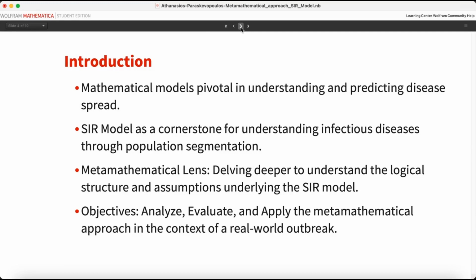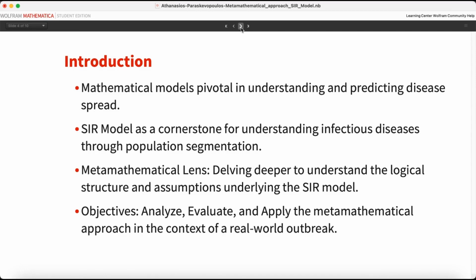Ladies and gentlemen, math models help us understand and predict how diseases spread. One of the main models we use is the SIR model. It breaks down people into groups based on their health status regarding a disease.